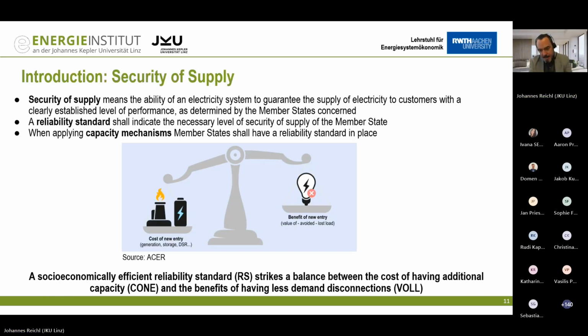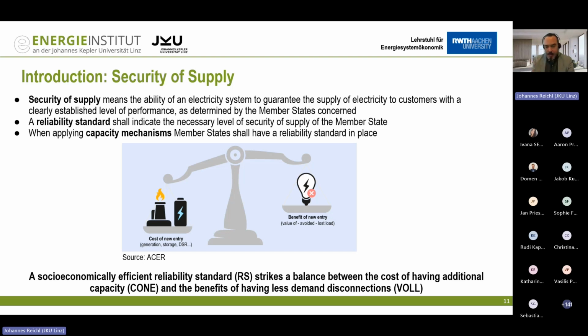Now, what's the point here? What is a very quick point of the study and the purpose of implementing this methodology? By security of supply, we all have an idea of what that is. The more formal definition is the ability of an electricity system to guarantee the supply of electricity to consumers with a clearly established level of performance. And what comes now, I think, is very important: as determined by the member state concerned.